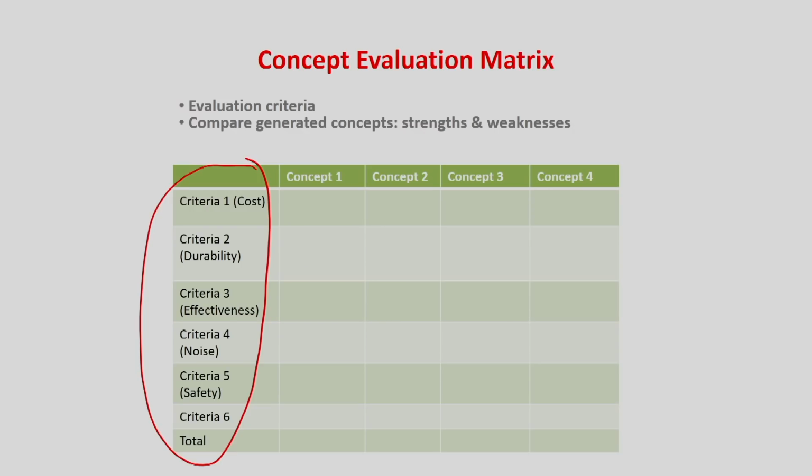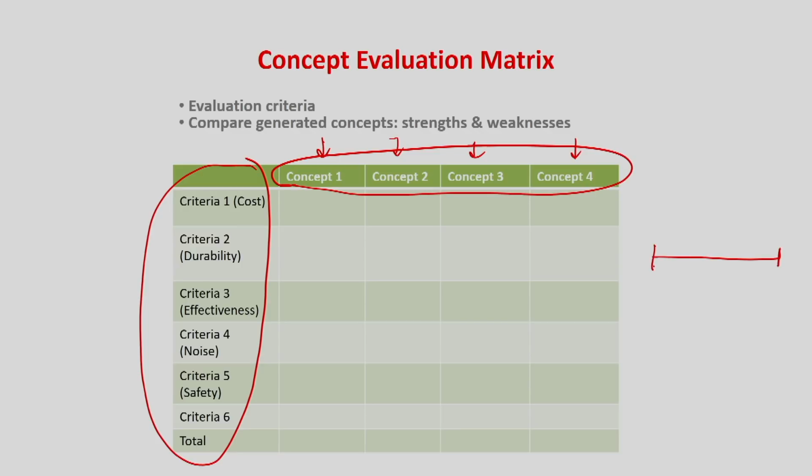For example, let us say the criteria are cost, durability, effectiveness, noise, safety. This is an example of what we are seeing. And then on top of it, you have the various concepts that are being put in here. So, what a concept evaluation matrix does, you can take a scale between 1 to 5, or say from 0 to 5, right.